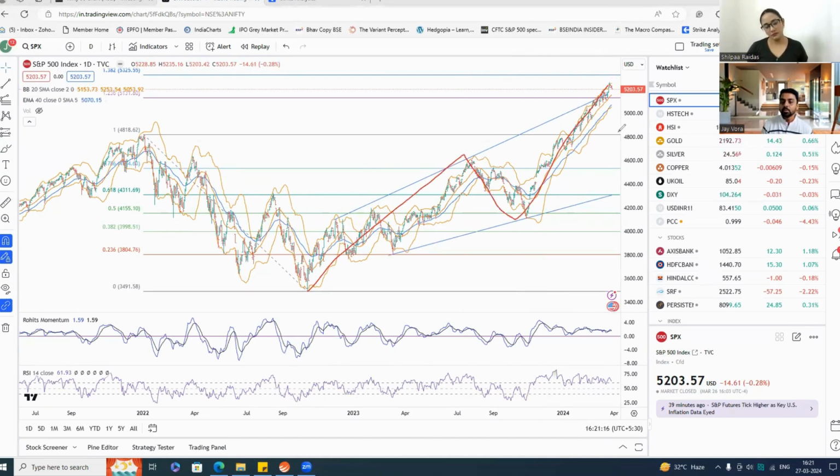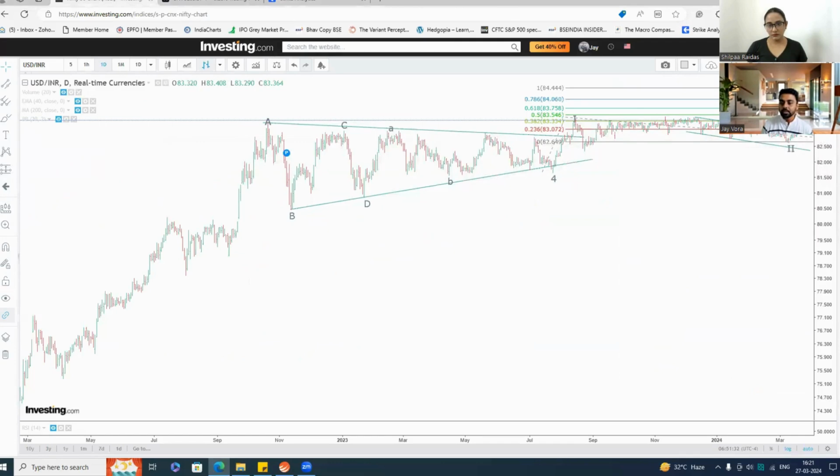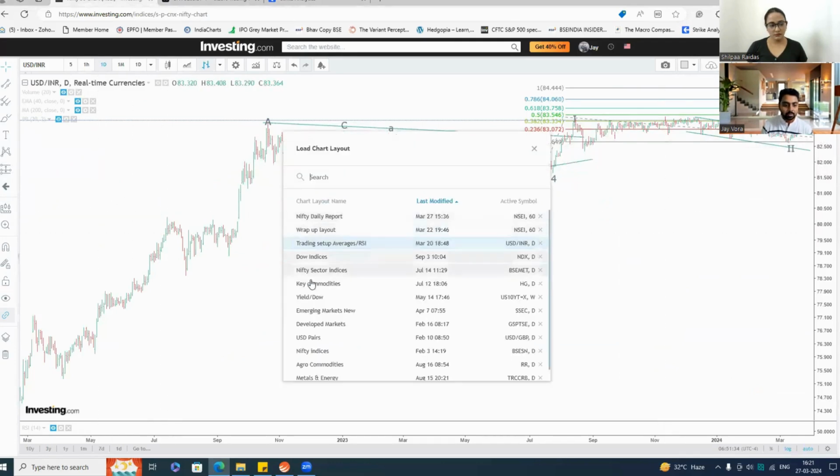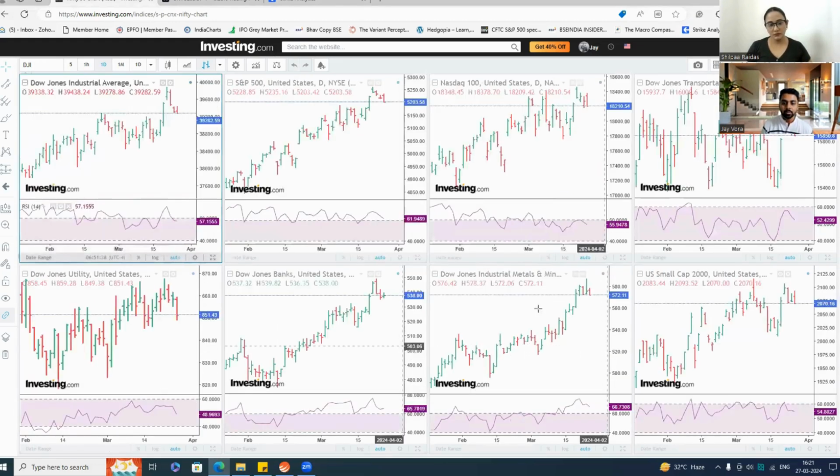But yes, so far we have been thinking of this entire move as a corrective pullback. And if that is true, then maybe we are nearing the completion of that entire up move. But like I told you, the break of the averages will be important. And honestly, there are some weird things that are happening in the US indices. So wait, let me show you this.